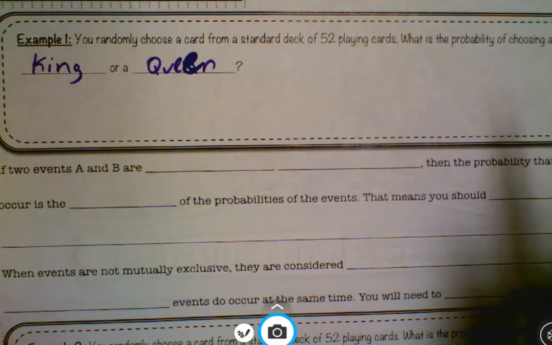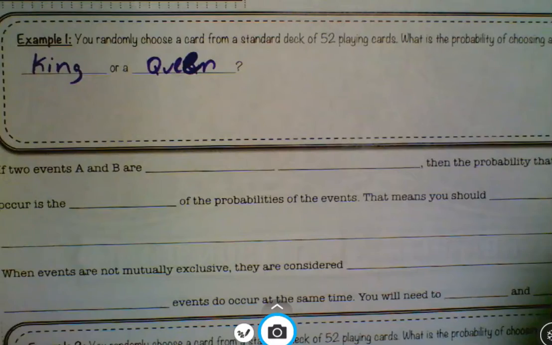All right, so this video is about finding the probability of events when they're overlapping or if they're mutually exclusive. So let's talk about this.